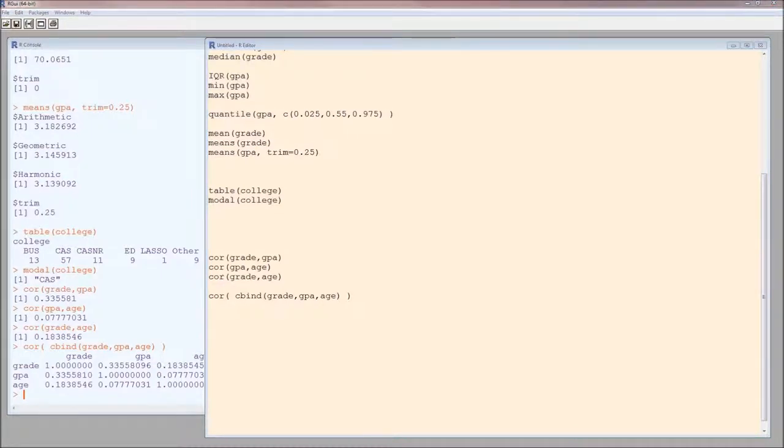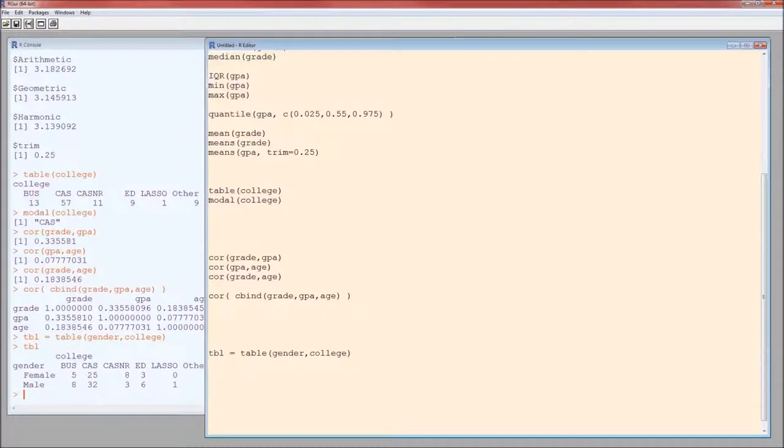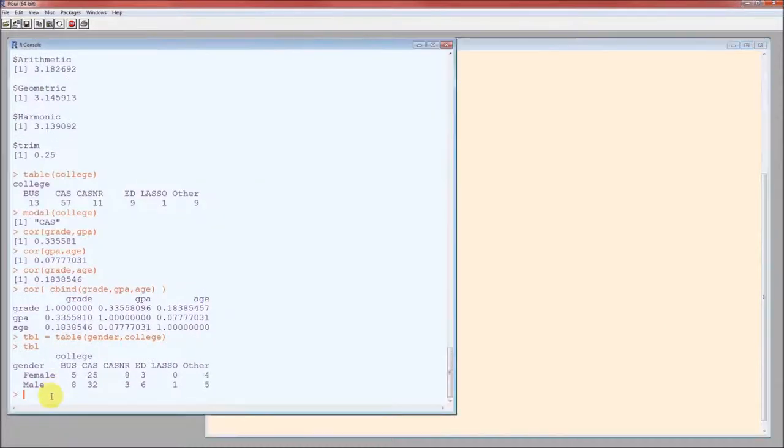We can also do two ways with categorical. Well, this will not actually be correlations because I'm not really sure that it makes sense to talk about correlation when you're using nominal variables. But we can create a table. This is a two-way table of gender by college. This means that there are 5 female business students in this data set. There are 6 male education students in this data set. There are 32 male CAS, College of Arts and Sciences, students in this data set.